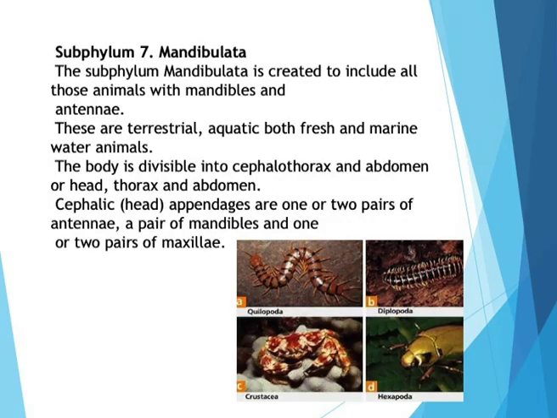The 7th subphylum is Mandibulata. This is created to include all those animals with mandibles and antennae. These are terrestrial, aquatic, and both fresh and marine water animals. The body is divisible into cephalothorax and abdomen, or head, thorax and abdomen. Cephalic appendages are one or two pairs of antennae, a pair of mandibles, and one or two pairs of maxillae.